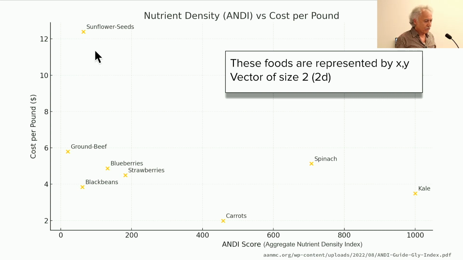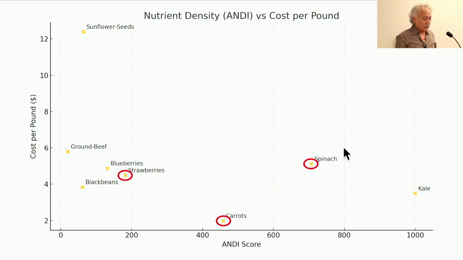So sunflower seeds are very costly, and they have hardly any nutrition value, which I actually didn't know before. And we have something like kale over here, which is very nutritious and very, very inexpensive. But say my question is, I have strawberries and spinach and carrots. How similar are carrots and spinach to strawberries based upon those two dimensions, right?